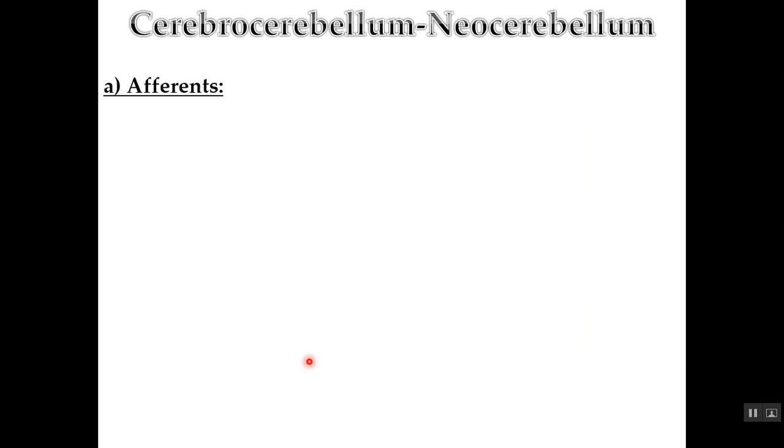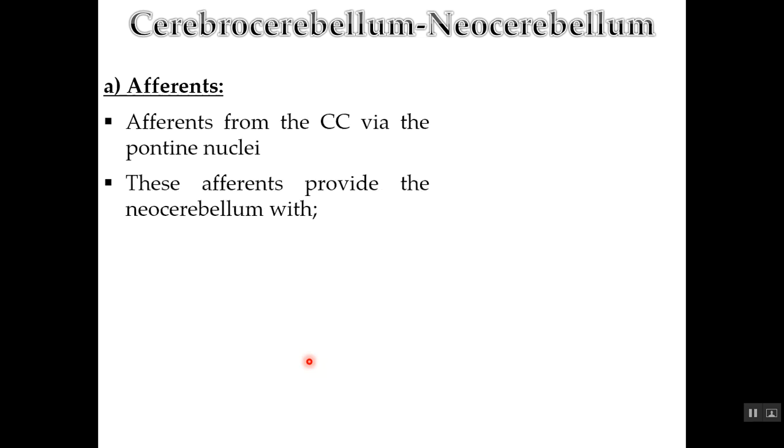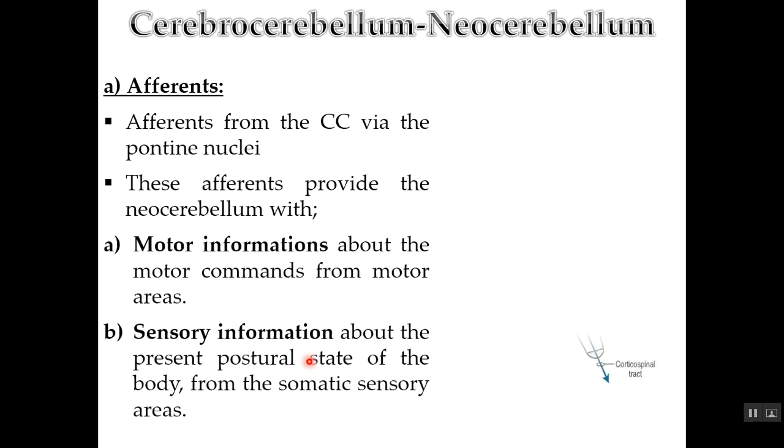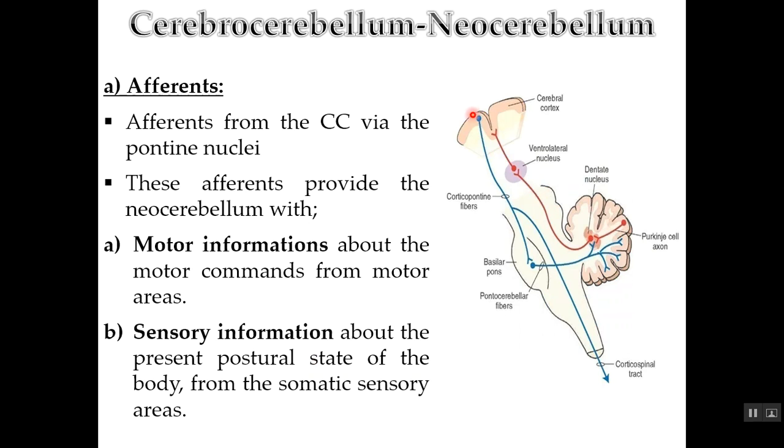What about the cerebrocerebellum, or neocerebellum? The neocerebellum receives afferent impulses from the cerebral cortex via the pontine nuclei. This is the afferent, which is blue in color. It informs the cerebrocerebellum about the motor orders, or motor commands, from the motor area.